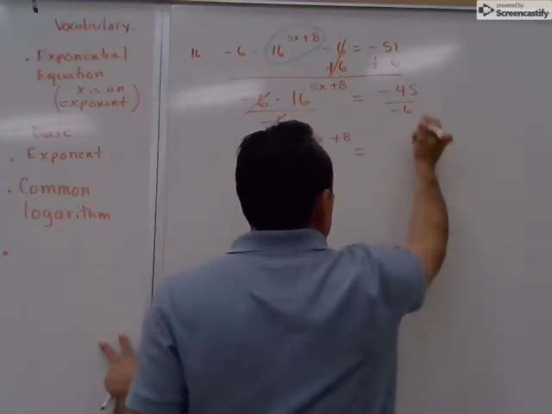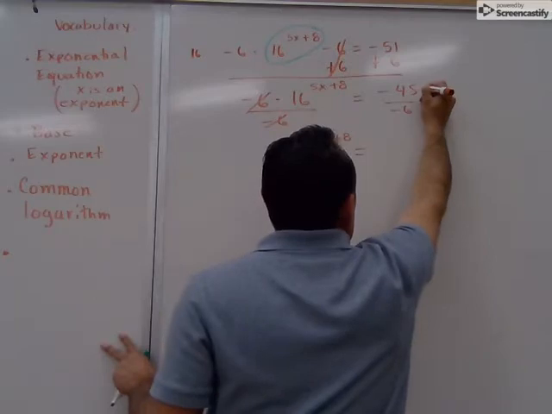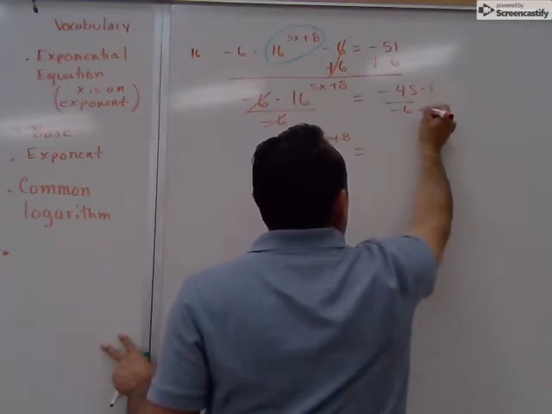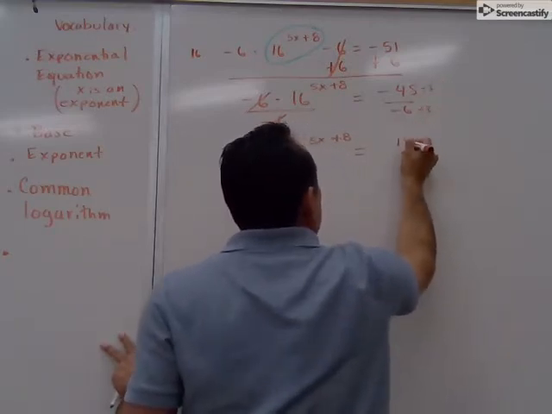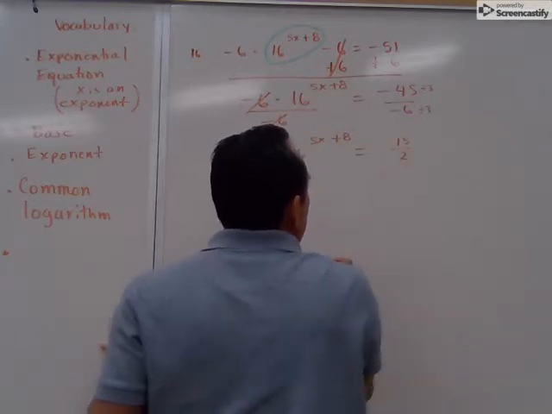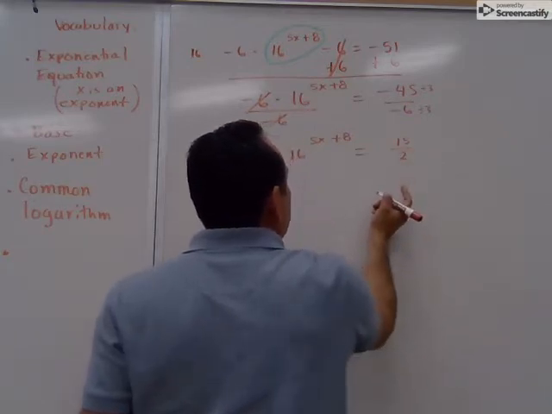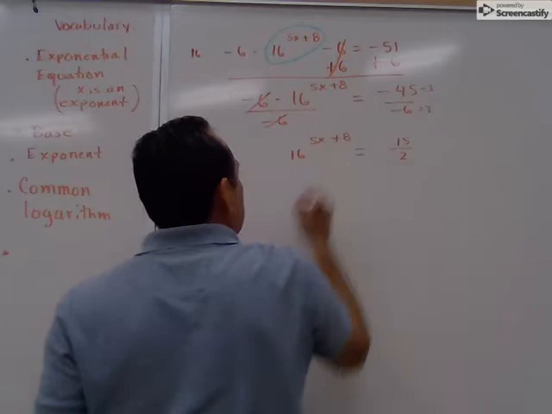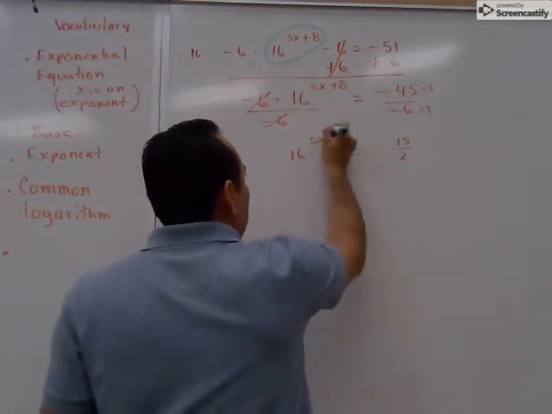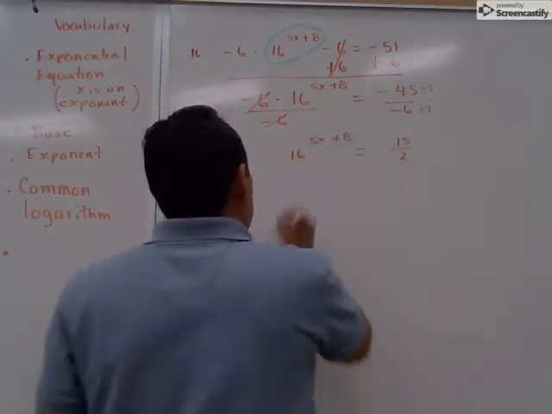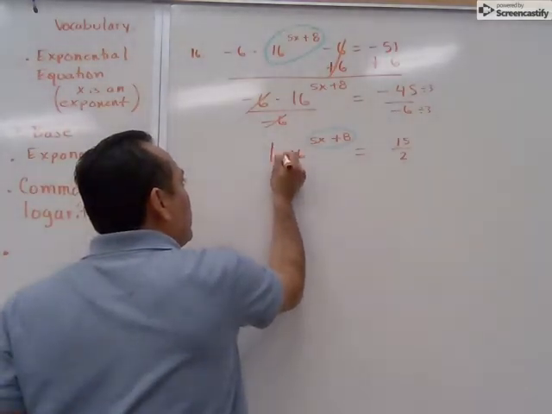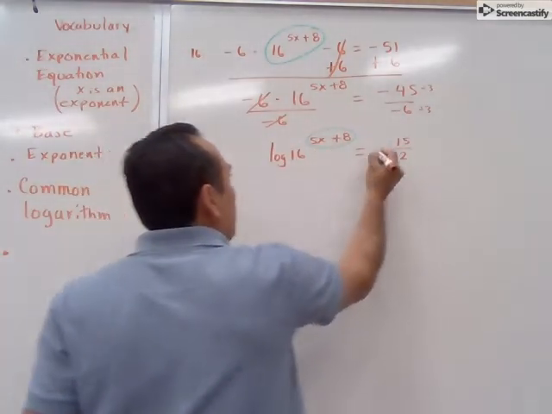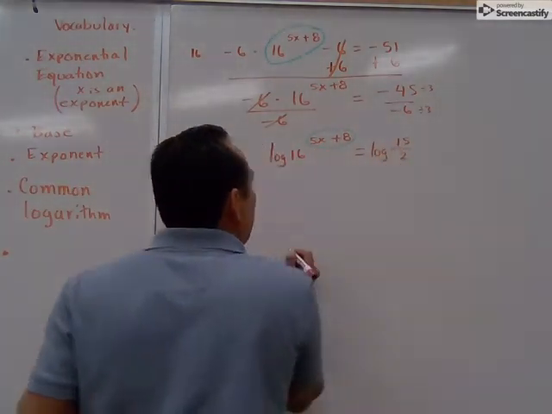We can reduce this if we want to. 6 doesn't go evenly, but we know that both numbers are divisible by 3. This gives you positive 15 over 2. Now that we have this, we don't want 5x plus 8 as an exponent. Therefore, I must bring in a logarithm. This is the only way to bring this to the bottom and make things much simpler.